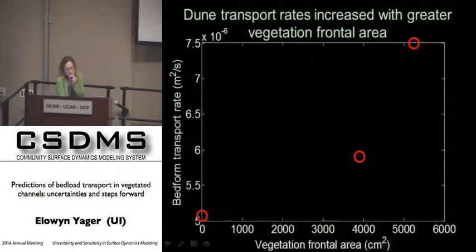So if we look at just some of the results from our experiments, of course, these are only three dots, so I'm not going to try and fit a line to them. But we have zero vegetation density by area here, and we have our two different runs with different vegetation frontal areas or densities. What we see is our bed form transport rate increases as we add vegetation. So we have higher transport with the addition of vegetation. And you might think, okay, this is similar to what I just showed you in those simplified laboratory flume experiments, where vegetation is increasing turbulence, so it's causing higher transport rates. But that's not actually what's going on here.